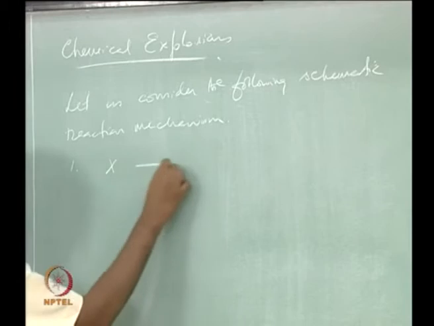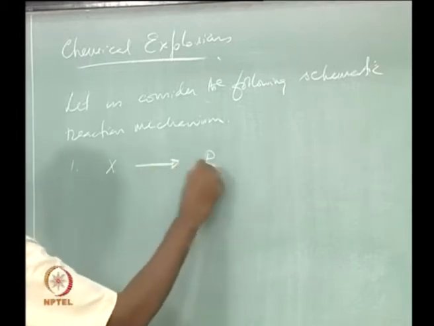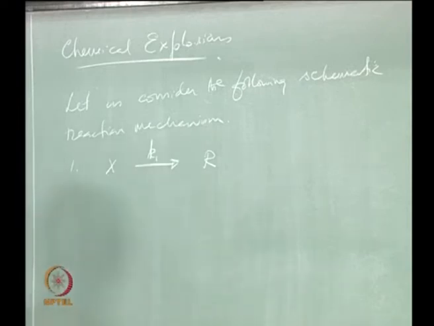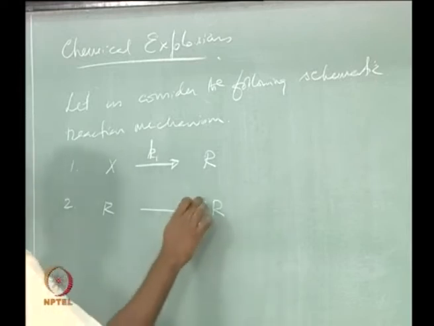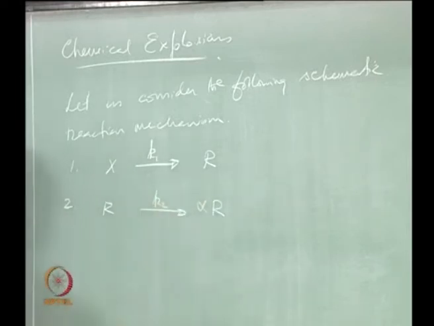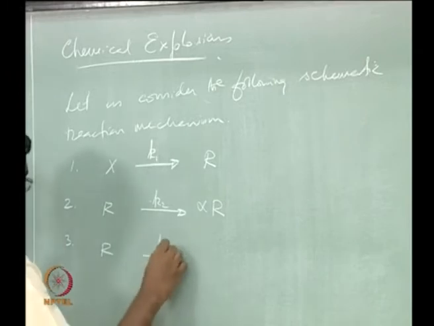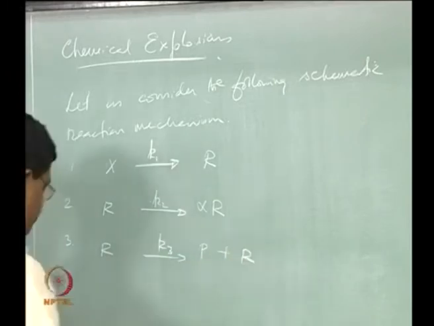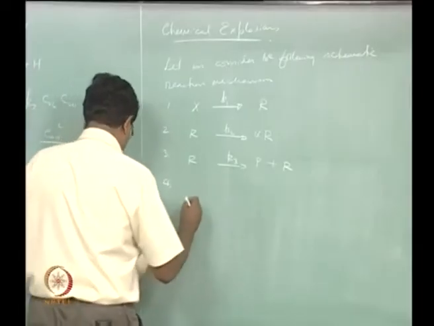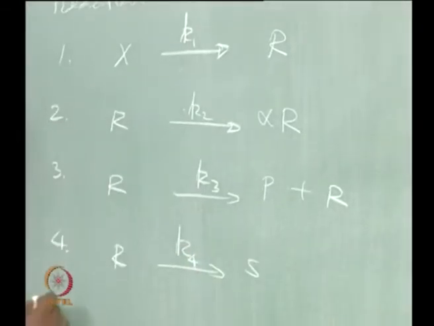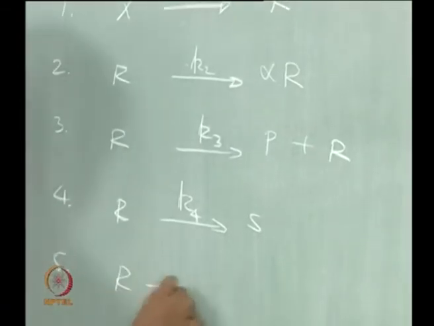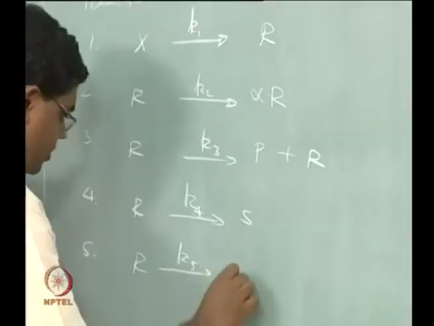One, X gives you R with reaction rate constant K1. Two, R gives you alpha R with a rate constant K2. Three, R gives you K3, P plus R. Four, R goes to S, and five, R, K5, goes to X.